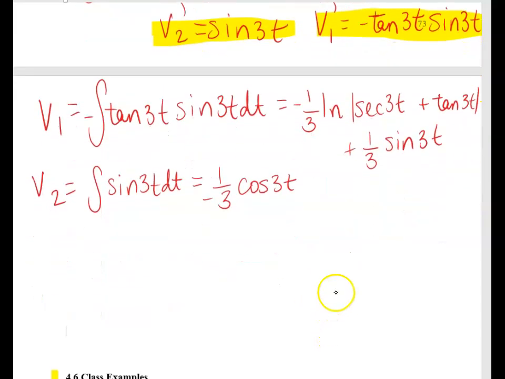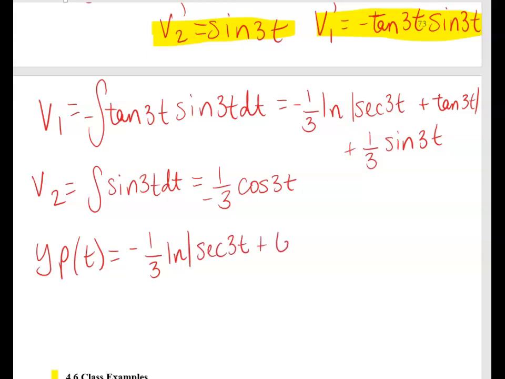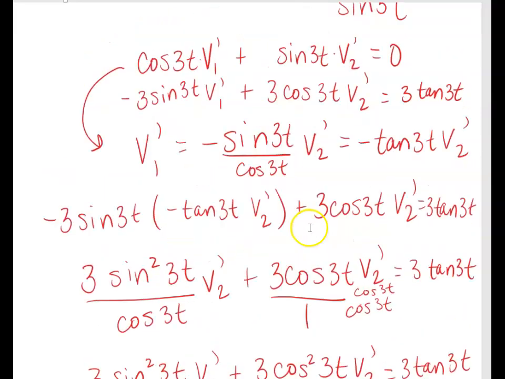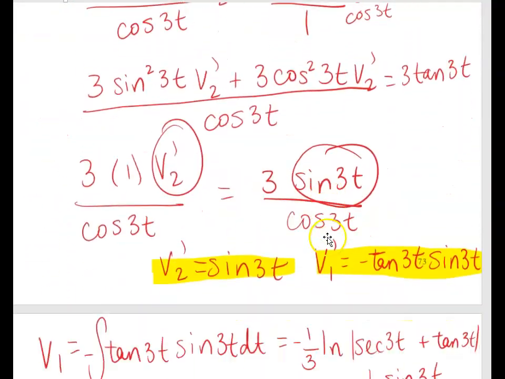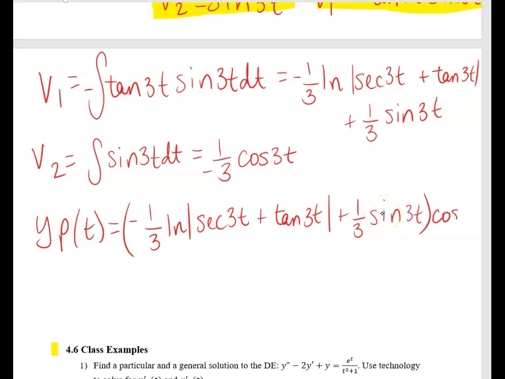All right, so here we go. Let's put it all together. So y sub p, my particular solution then, is going to be v1, which is negative 1/3 natural log. Actually, let me just write this. Natural log of secant of 3t plus tangent of 3t, plus 1/3 sine of 3t. And all of that gets multiplied by y1, which, as we recall, y1 was cosine of 3t. So I'm just going to stick that in here at the end.